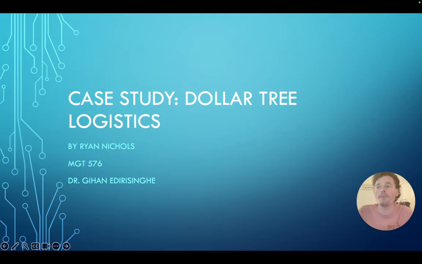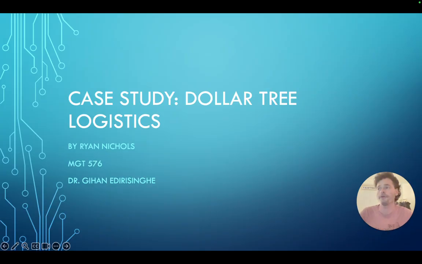So, we will be discussing the specific logistics system that Dollar Tree uses, and we will focus on its cost structure, the role of the economies of scale, and then I will provide my recommendation for future DC expansion. So using the data and the calculations in the sheets that were attached to the assignment, I'll compare the expansion options both quantitatively and qualitatively.